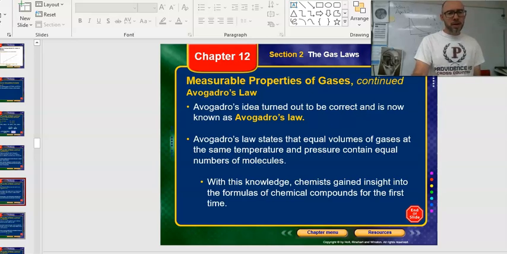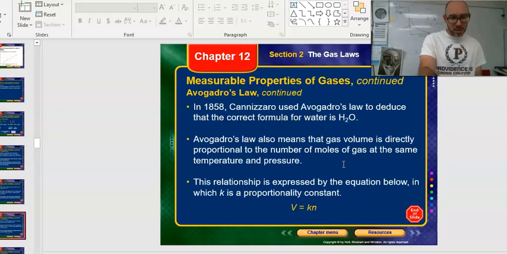So this is called Avogadro's law. Avogadro's law states that equal volumes of gases at the same temperature and pressure, that would be STP, at 0 Celsius and at 1 atmosphere, contain an equal number of molecules. With this knowledge, chemists gained insight into the formula of chemical compounds for the first time. It doesn't mean the densities are the same.